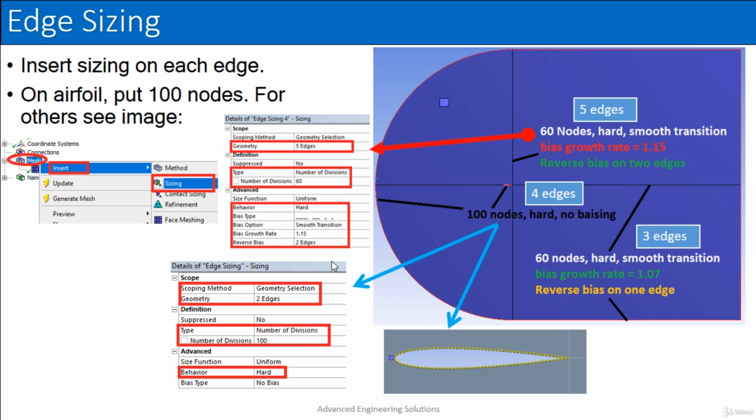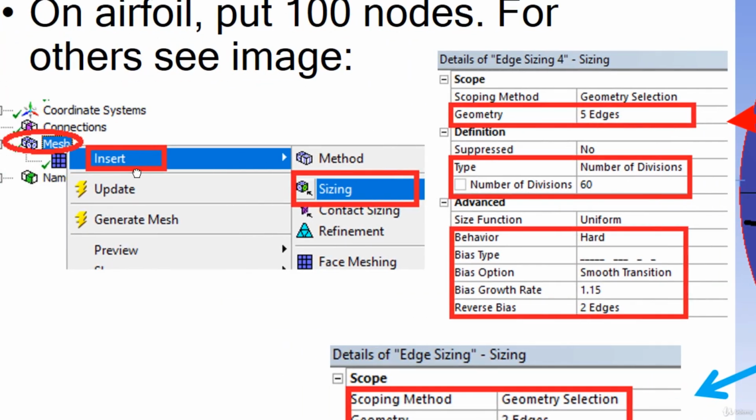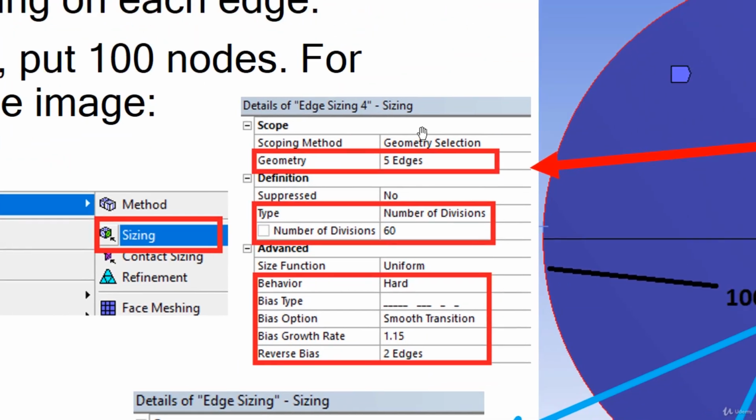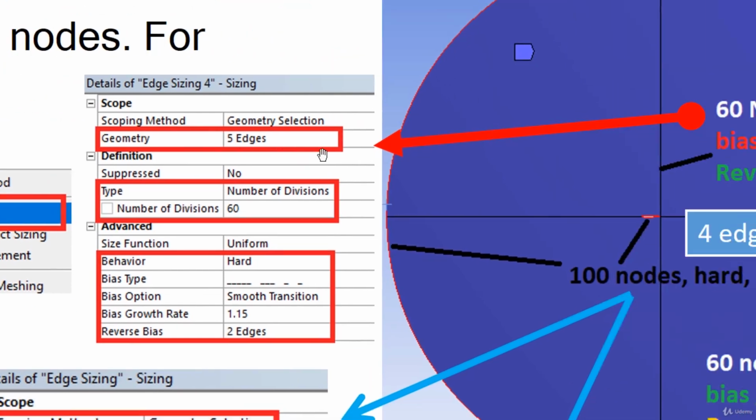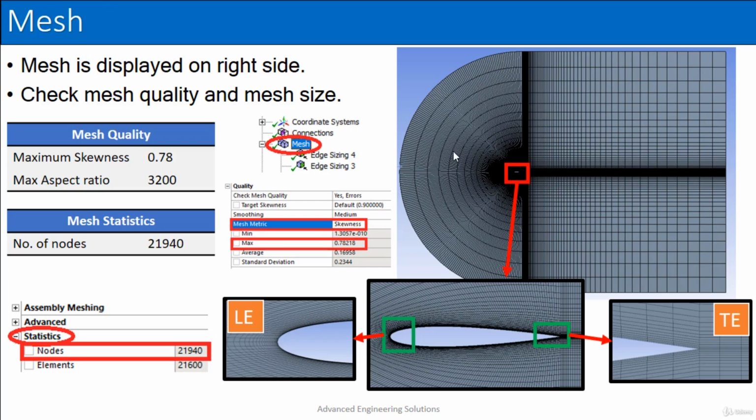Now we will define the edge sizing on the domain edges. So to insert the edge sizing, right click on the mesh, as we did for the face meshing, and this time we will insert the sizing. Then from the geometry selection, choose the edge selection tool, and then we will select the edges where we want to set the edge sizing or number of divisions.